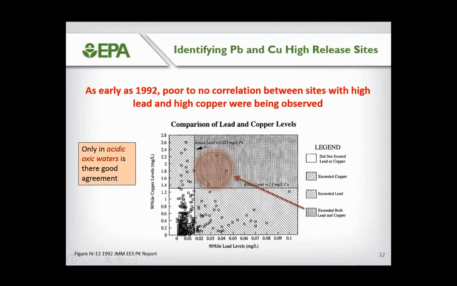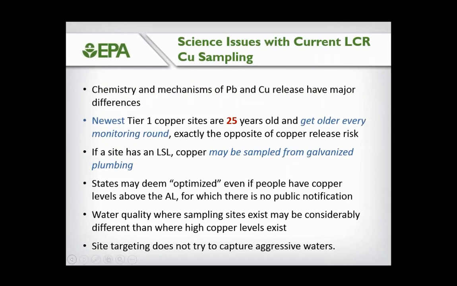Even as early as 1992, an AWWA-funded study was showing that there was a very poor correlation between high lead and high copper occurrence in the monitoring sites. And really the only place that they overlapped well were in oxic waters that were somewhat acidic. So some of the issues that we've discovered now, the science issues, the chemistry and mechanisms of lead and copper release are quite different. The newest Tier 1 copper sites are now 25 years old, and they get older every monitoring period. So this is the inverse of the risk of copper release, which is new surfaces.